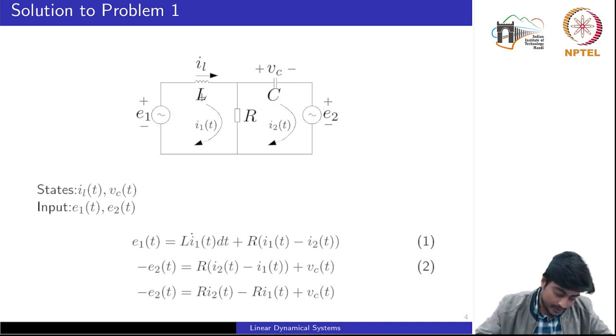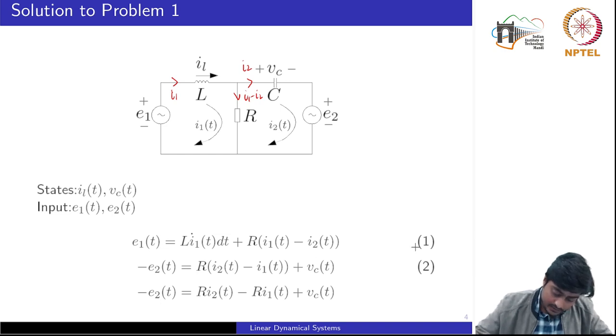Now if we take this first loop, in this branch I1 current is flowing, which is nothing but equal to IL, and we suppose that in this branch I2 current is flowing, then in this branch we would have I1 minus I2, by using the simple current law.